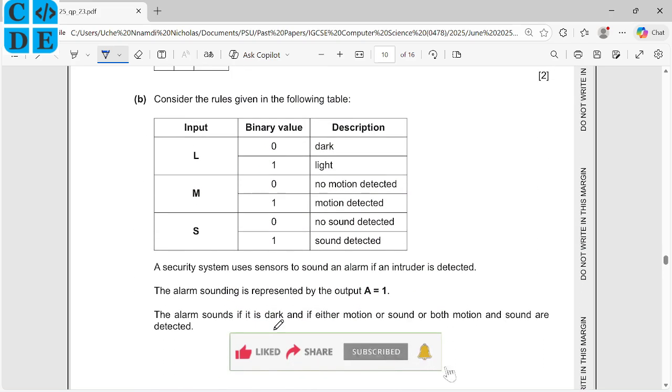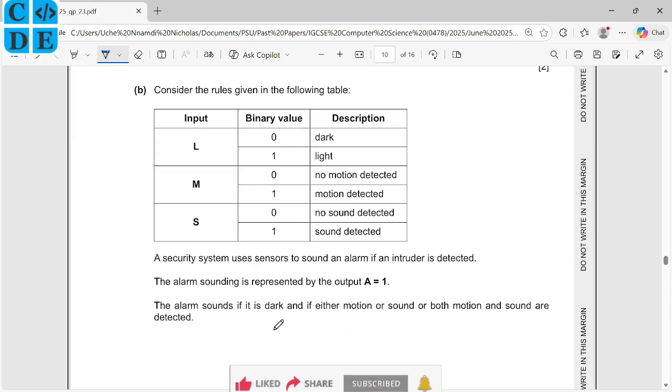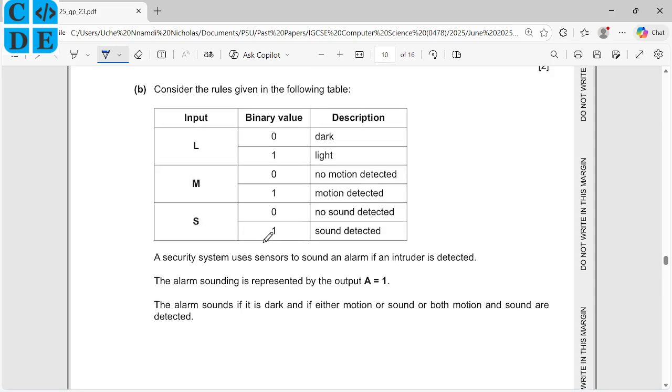So the second part is this problem. So these are the 3 inputs, 1, 2, 3, and then these are the conditions and their description. So 0 is dark, 1 is light, and that follows for both the M and the S. So let's read. They say consider the rules given in the following table. So these are the rules.